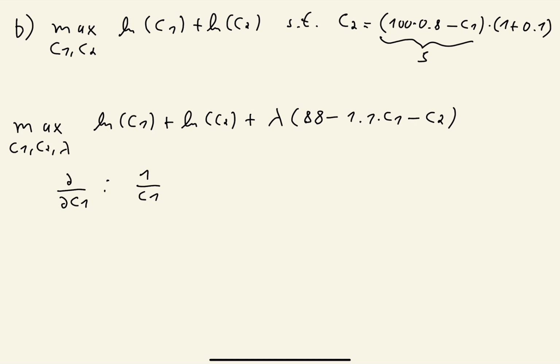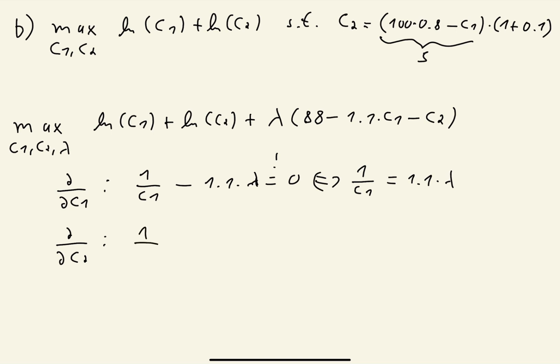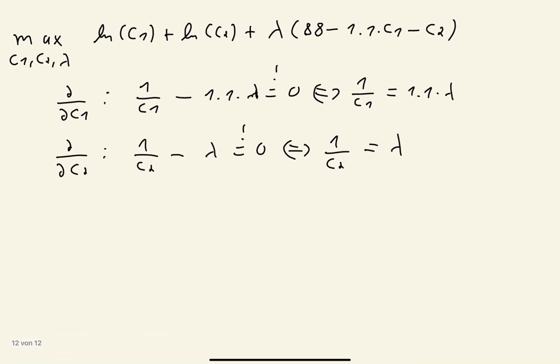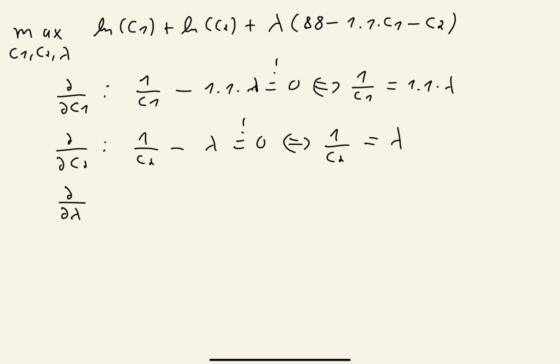So then we have 1 divided by C1 minus 1.1 times lambda. This is supposed to be equal to 0. Rearranging this, we get 1 divided by C1 is equal to 1.1 times lambda. Then again, taking the derivative with respect to consumption in the future period is then 1 divided by C2 minus lambda. This is supposed to be equal to 0. Rearranging this gives us 1 divided by C2 is equal to lambda. And as before, the third partial derivative with respect to the Lagrange multiplier gives us 88 minus 1.1 times C1 minus C2 is supposed to be equal to 0.